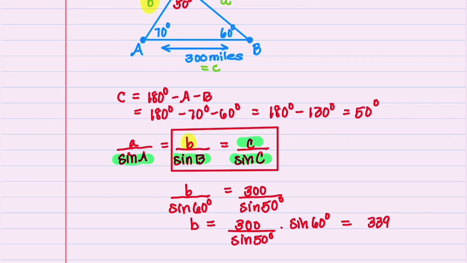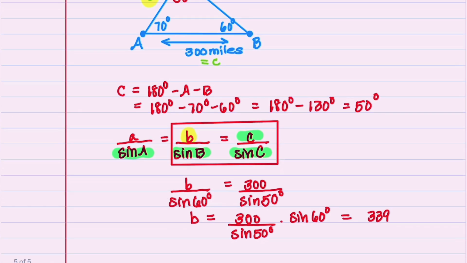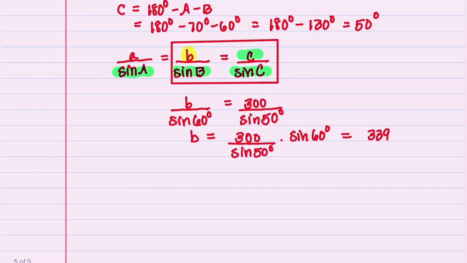Since this is an application problem, we always want to write down our solution in sentence form. So we'll write down our answer as: the satellite is 339 miles from station A.